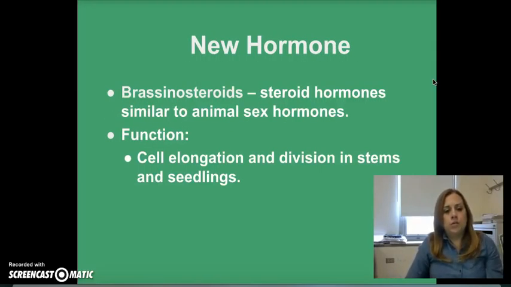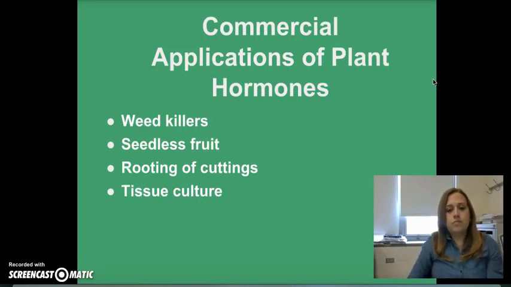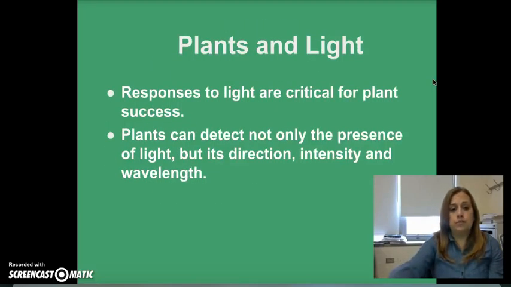So a new hormone is the brassinosteroids. This is a steroid hormone. It's actually similar to animal sex hormones, and this functions in cell elongation and division in stems and seedlings. We also have commercial applications of plant hormones. They can be used as weed killers, helping with making seedless fruits, rooting of cuttings, and also tissue culture.